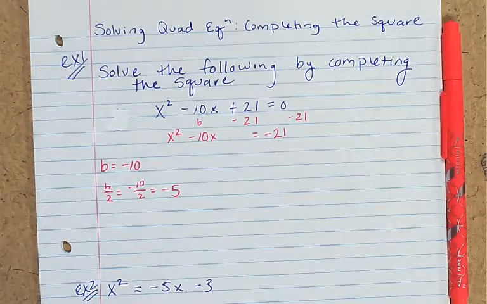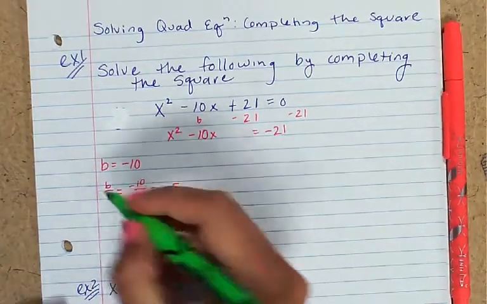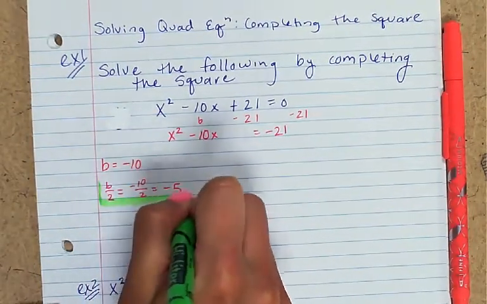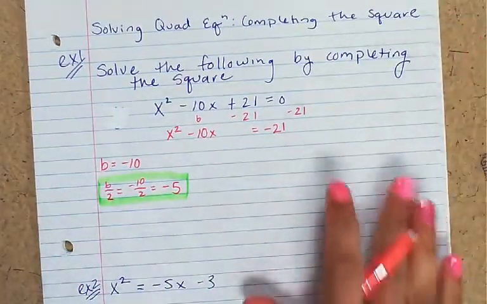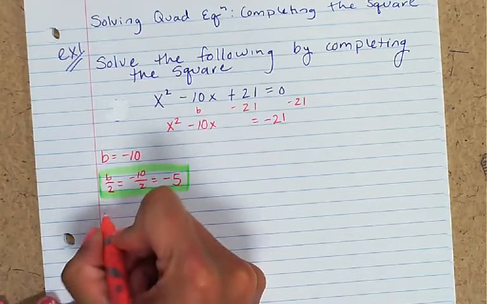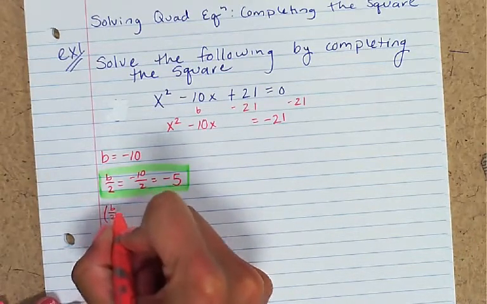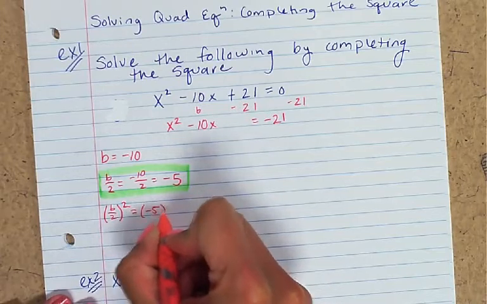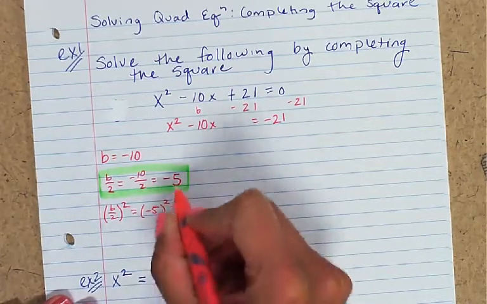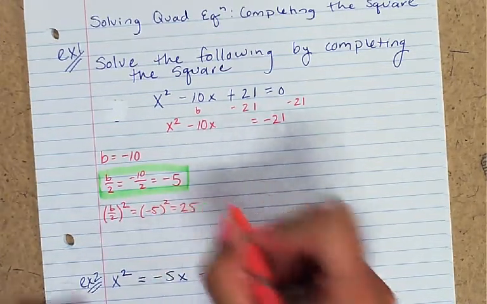And then when I get to this step, as soon as I divide b by 2, I highlight it, because this is going to come in handy here in a minute. So then the last thing we do over here is we take what we got for b divided by 2 and we square it. So we got negative 5. Make sure you use parentheses when you have a negative. Negative 5 squared is 25.